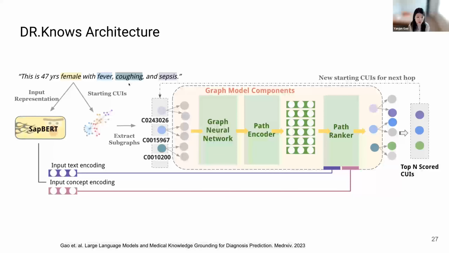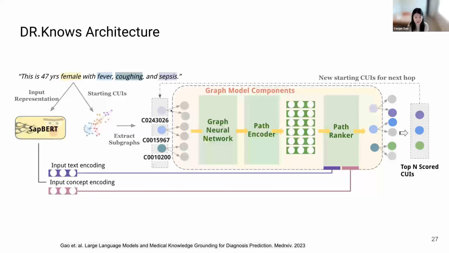And then we convert these concepts into CUIs, or concept unique identifiers. You can see they are a string of numbers instead of the concept itself. This allows us to take different lexical variations of the concepts into account. So the concepts showing up in the input would be the starting CUIs for the traversal. Once we get the subgraphs, like the example we showed earlier, we can feed those subgraphs into these graph model components that first identify representations of the first hop neighbors using a graph neural network that assigns semantic meanings to these different concepts. The idea of the graph neural network is that we not only want the concept representation by itself, like for coughing or sepsis, we also want their representation to depend on the neighbors they're associated with.